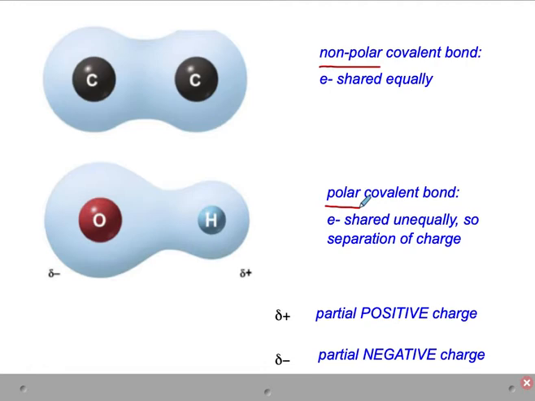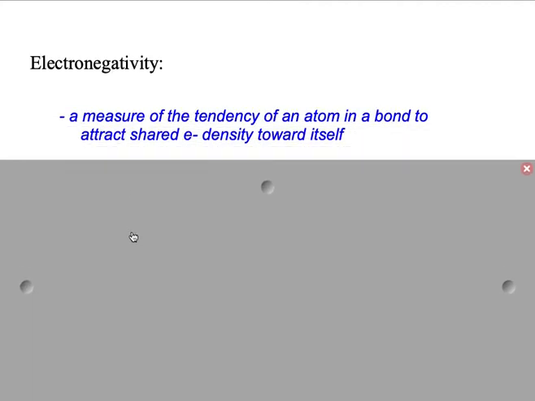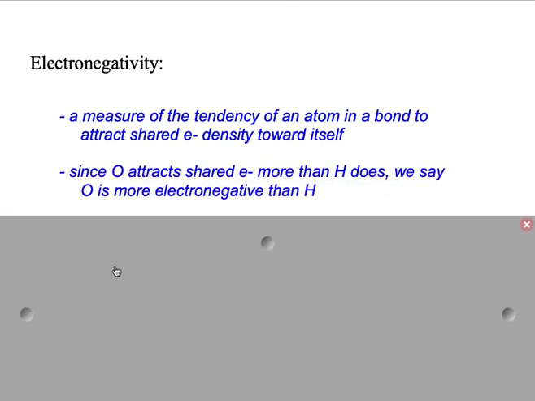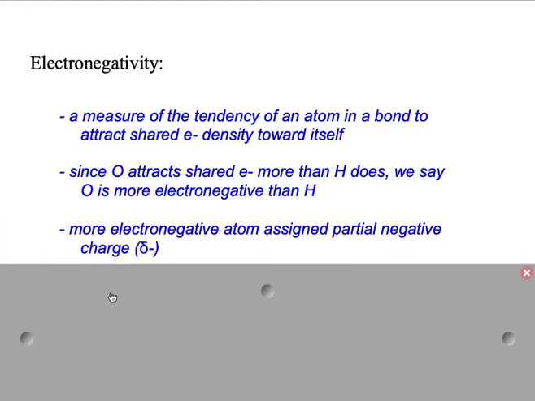We can actually quantify that and call the property electronegativity. Electronegativity is defined as the measure of the tendency of an atom in a bond to attract shared electron density toward itself. In this previous example, since oxygen attracts the shared electrons more strongly than hydrogen does, we would say that oxygen is more electronegative than hydrogen, or it has a greater electronegativity. And the more electronegative atom in a bond is assigned a partial negative charge, delta minus, because there is a buildup of electron density around that atom.